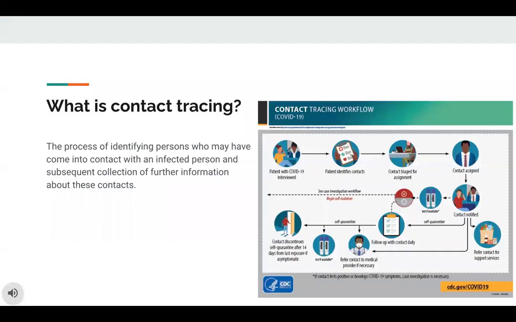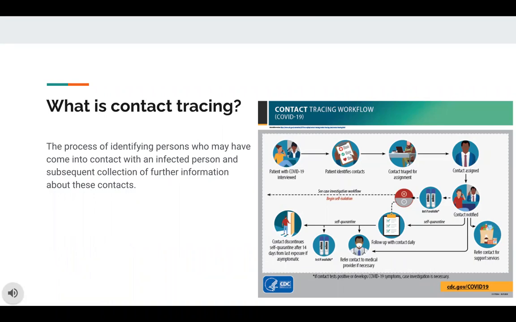What is contact tracing? Contact tracing is the process of identifying persons who may have come into contact with an infected person, and it is also the subsequent collection of further information about these contacts. Basically, a patient with COVID-19 is interviewed and then asked to identify any close contacts they may have had.